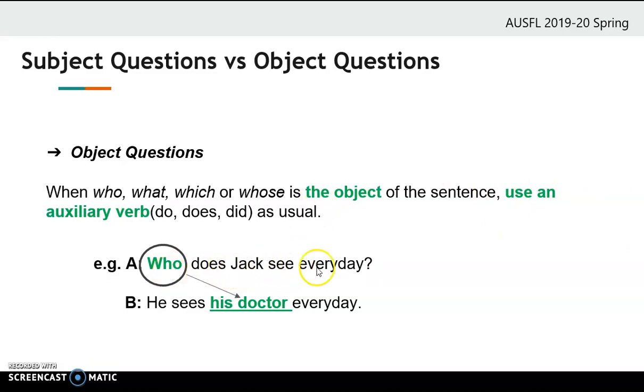Who does Jack see every day? Jack is the subject. And because of every day, we need simple present tense here. So the auxiliary verb for simple present tense, does, comes before Jack. Who does Jack see every day? He sees his doctor every day.